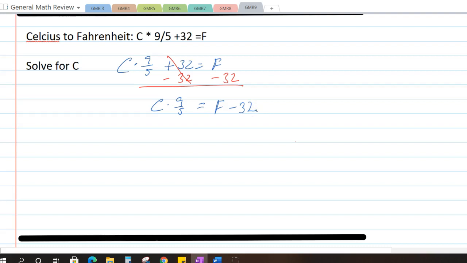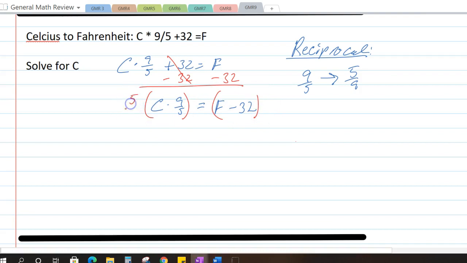Now, I need to cancel out the 9/5. Well, the opposite of multiplying by 9 is to divide by 9, and the opposite of dividing by 5 is to multiply by 5. The fastest, easiest, best way to get rid of that fraction is simply to multiply by the reciprocal. A reciprocal is taking a number, 9/5, and flipping it upside down, 5/9. That's what a reciprocal is. I'm going to multiply both sides by the reciprocal. 5 over 9 and 5 over 9.